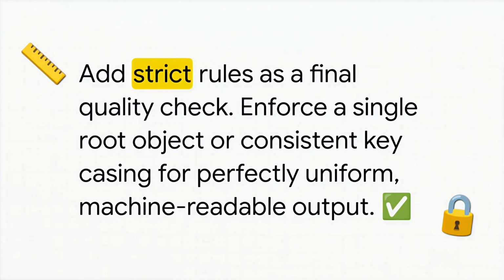And finally, step 4. It's time to be strict. Be a stickler for the little details. Adding rules like telling it to wrap everything in a single object, or to only use lowercase for the keys. That's like a final quality check. It ensures the output is perfectly uniform and ready for a machine to read every single time.